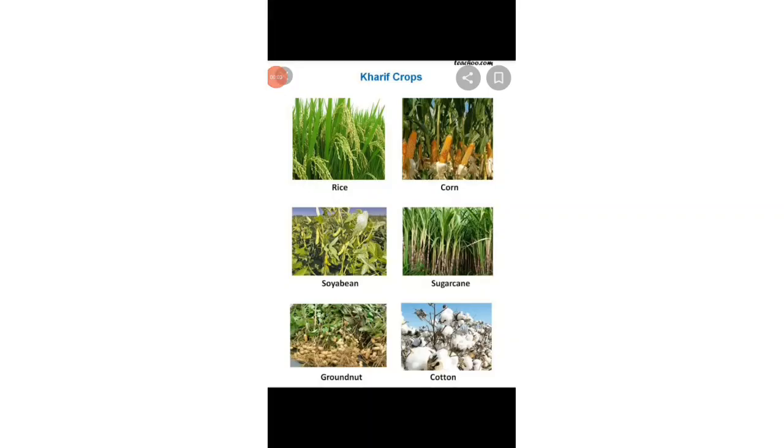Children, in this picture you can see Kharif crops. These are the crops that are dependent on irrigation. The pictures you see here are rice, corn, soyabean, sugarcane, groundnut and cotton. These are the main Kharif crops which grow in the monsoon season. So they are also known as monsoon crops, children.